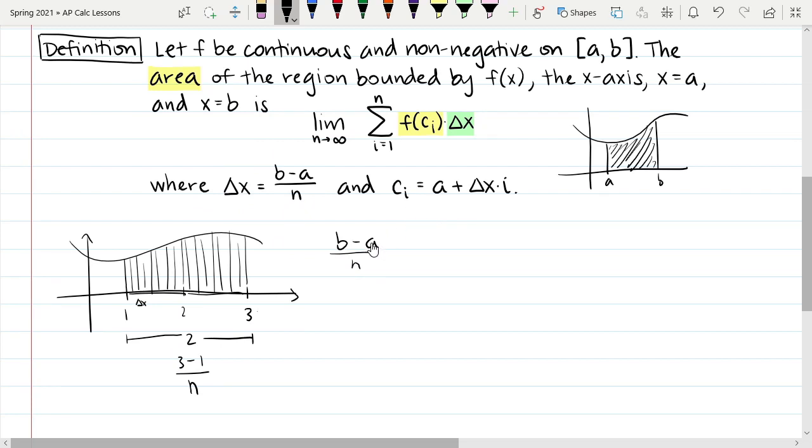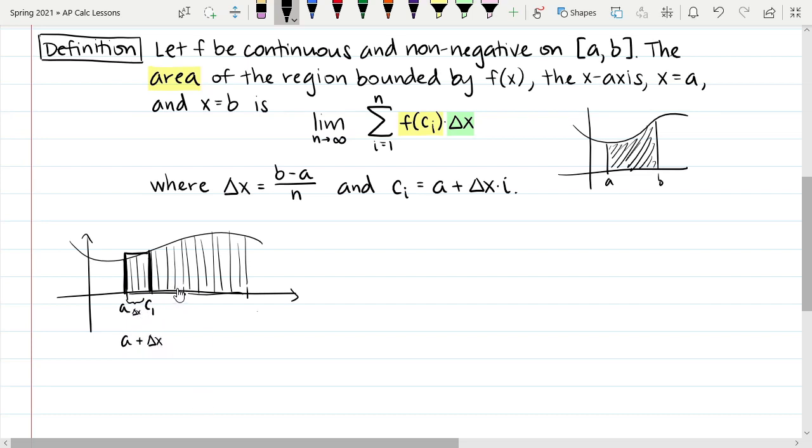Now, c sub I, remember, that's referring to which endpoint we're referring to. Because remember, what that means is, for the first rectangle, so let's just say that maybe it's right here. This is c sub 1. Well, how would you get that value of c sub 1? Well, it's going to be a plus delta x.